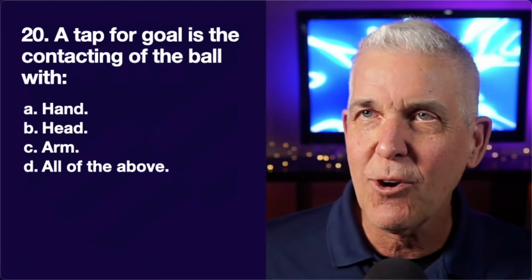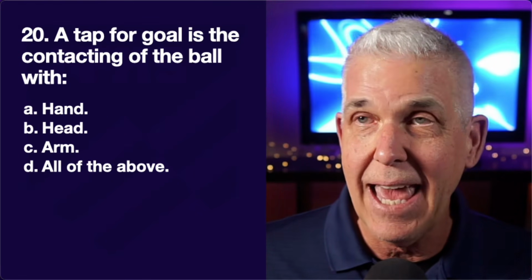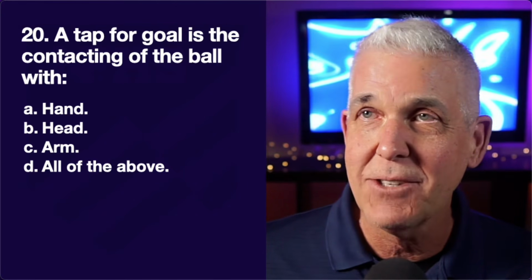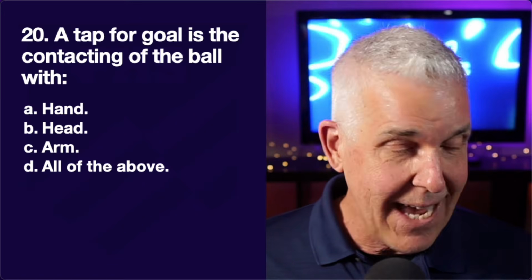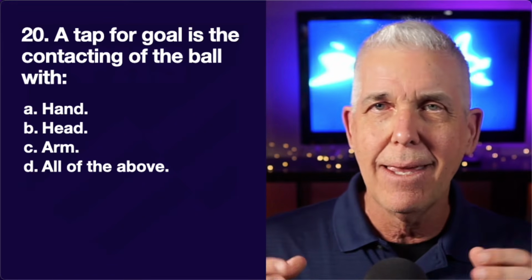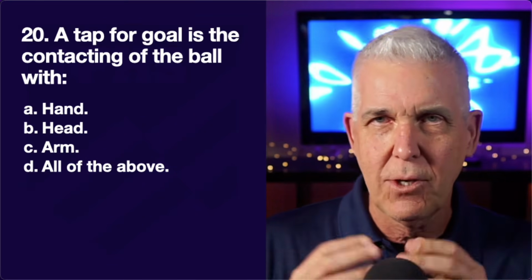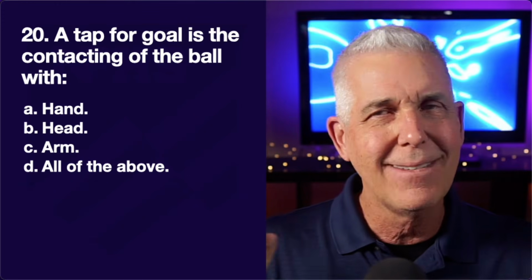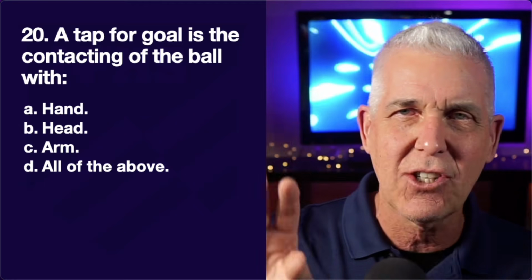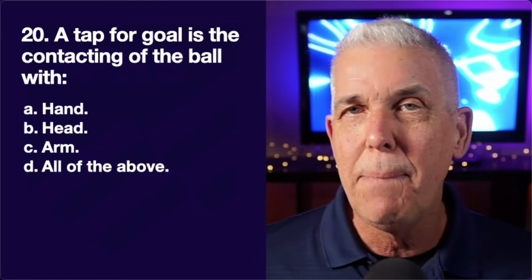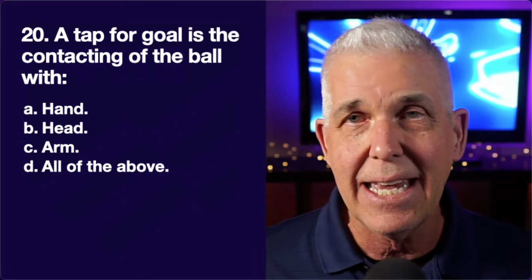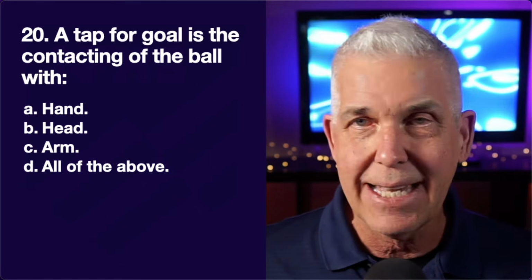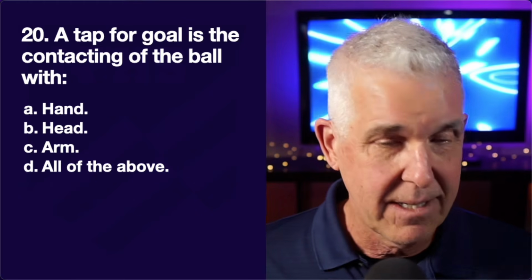A tap for goal is the contacting of the ball with a hand. That's a really simple, straightforward answer. Understanding that a tap for goal is defined by rule, when we get into a rebounding situation where the ball is tapped to an opponent, it doesn't really apply. Tap is an action attempting to bat a ball in flight into the basket. And so our correct answer here is A, hand.